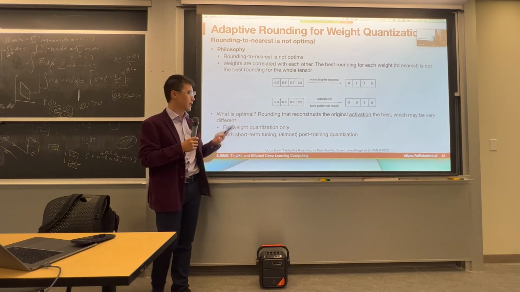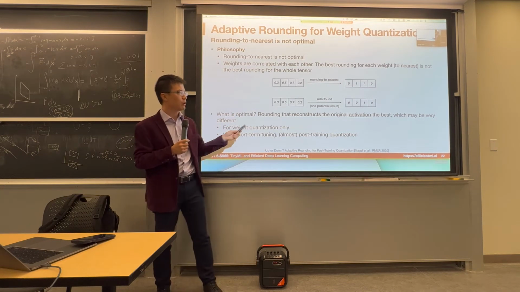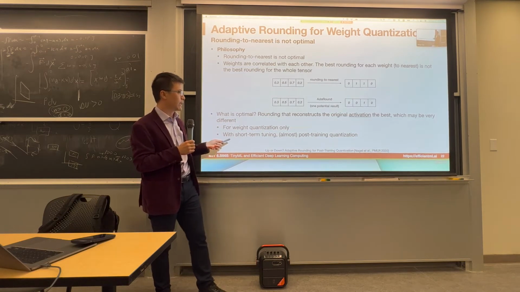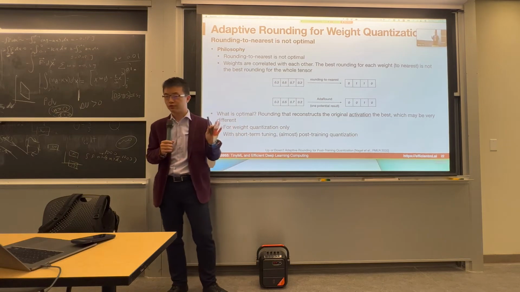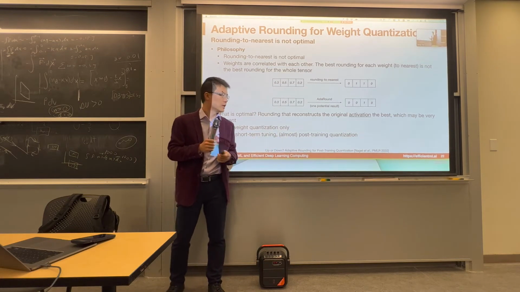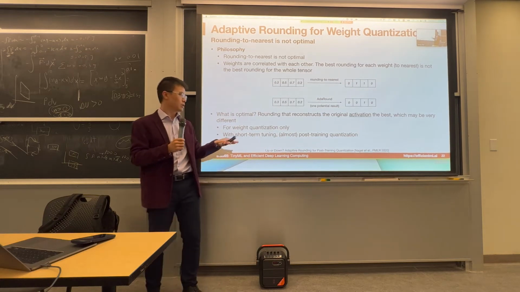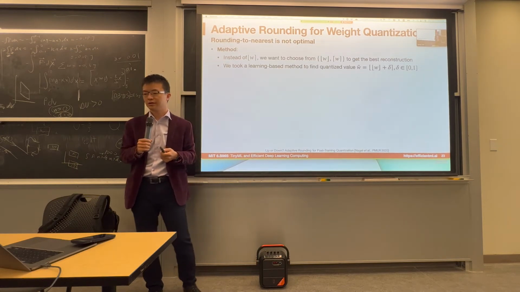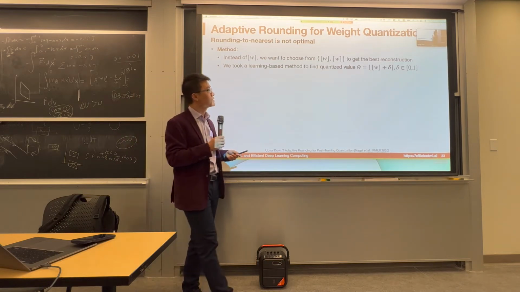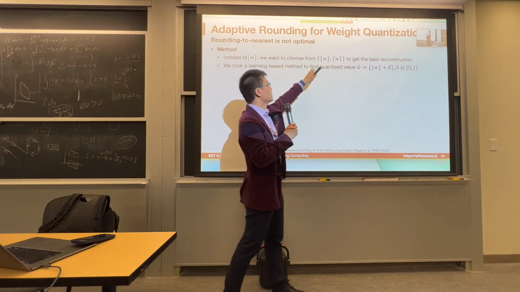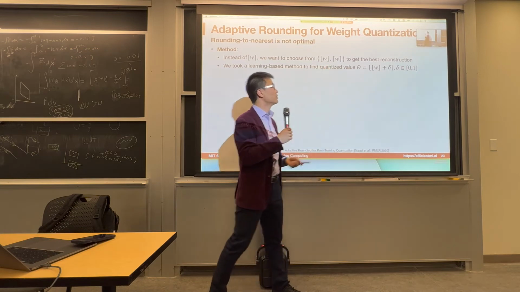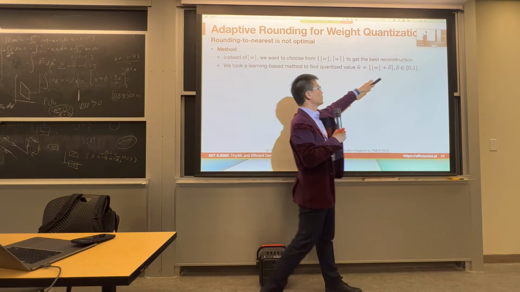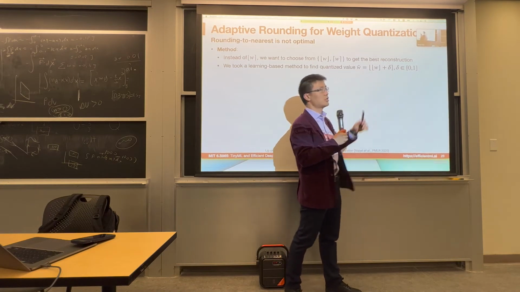So how do we learn that? So we want to learn such a rounding mechanism using a small amount of training data. Okay, it's almost post-training quantization because it still requires a little bit of fine-tuning. So here is the method. Say we want to choose from either the upper or the lower to get the best reconstruction. We introduce this delta, which ranges from 0 to 1, which is a learned hyperparameter.